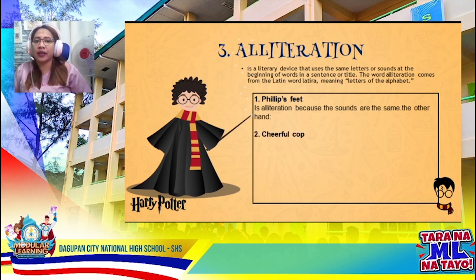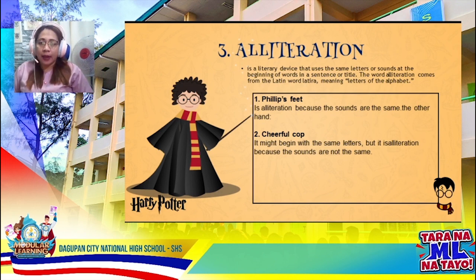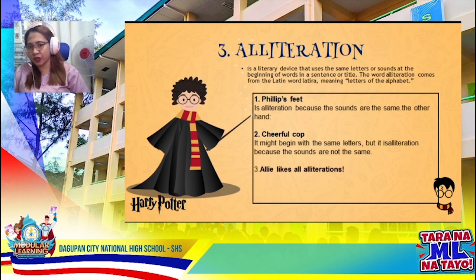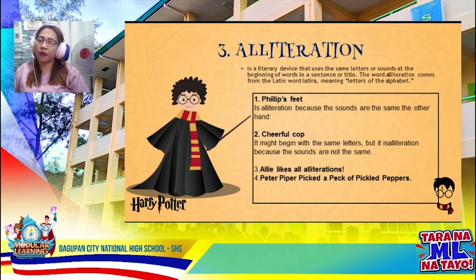On the other hand, the phrase cheerful cup is not an example of alliteration because it might begin with the same letters, but take note, an alliteration must have the same sound. When we say cheerful cup, it does not have the same sound, so it's not an example of alliteration. Some other examples of alliteration are: Ali likes alliterations, or Peter Piper picked a peck of pickled pepper, or Sally sells seashells by the seashore. Tongue twisters that you're all familiar with are examples of alliterations.